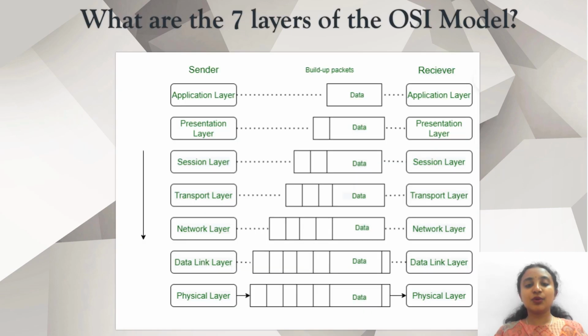The diagrams shown in the slides represent the 7 layers of the OSI model, and those 7 layers are application layer, presentation layer, session layer, transport layer, network layer, data link layer, and then physical layer. Data is communicated between the sender and receiver. Sender is the one who sends the data to the receiver.